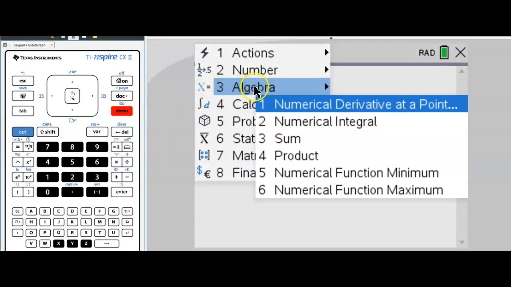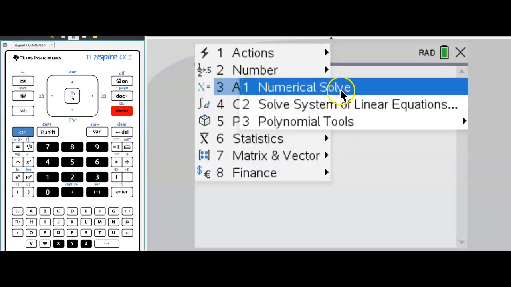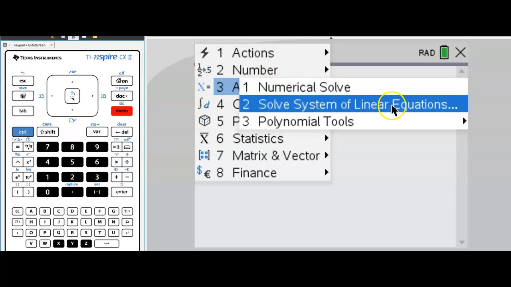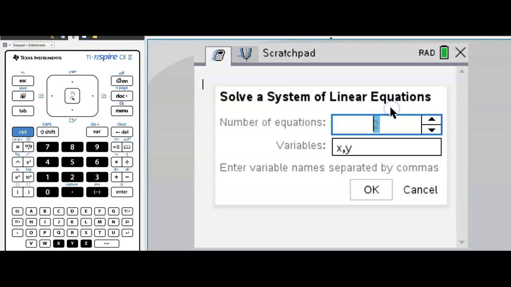What class are we in? We are in algebra. And you'll notice right here, the second option says solve system of linear equations. If you click on that, it comes up and asks you a few questions. As I mentioned to you previously, this year we only do 2. You might have systems of 3 linear equations in the future, but we're only doing 2 this year.